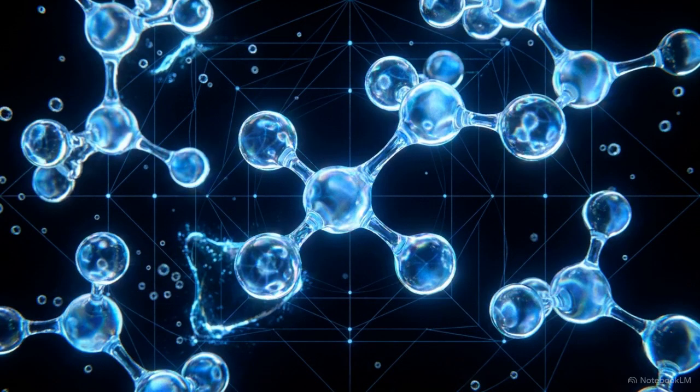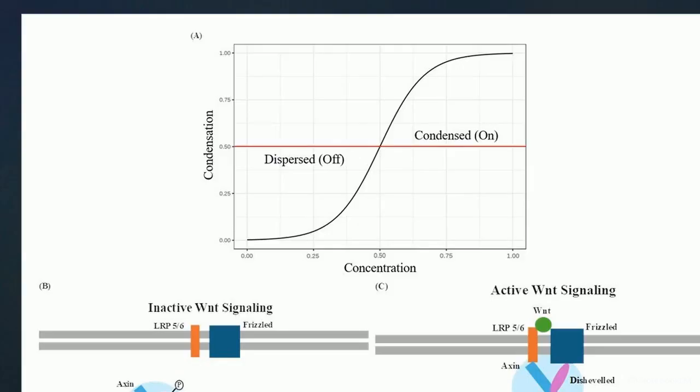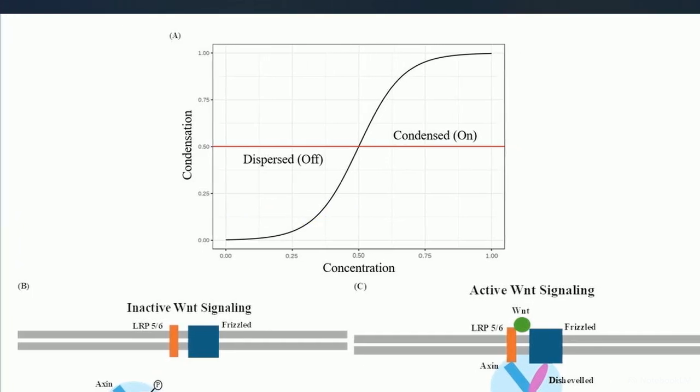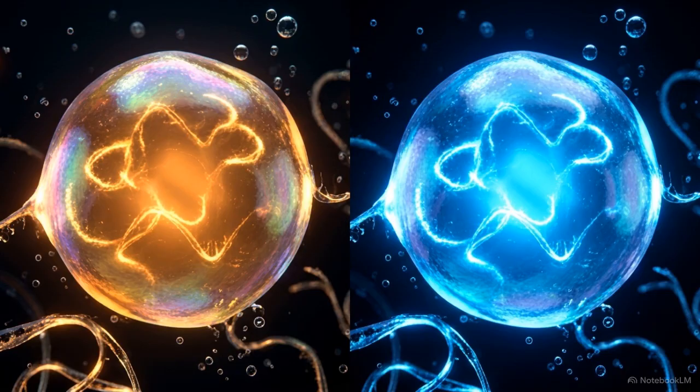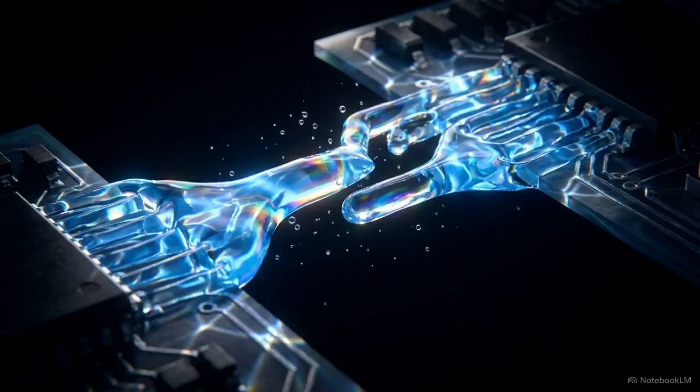These liquid boundaries do more than provide structure. They create a mathematical tipping point. This sigmoidal curve plots molecule concentration against physical state. Below a threshold, molecules remain scattered, the off state. But cross that threshold and the system snaps. Molecules instantly collapse into a dense droplet, turning on. A chemical mixture is reading an environmental input, passing a threshold, and executing a distinct output. This is a binary switch, a primitive computational circuit.